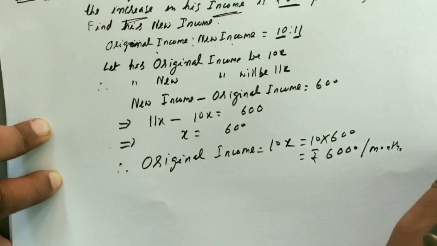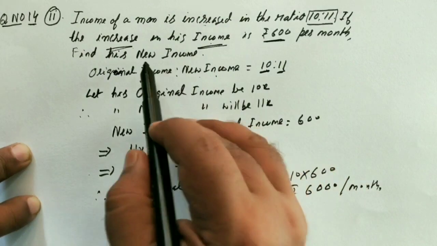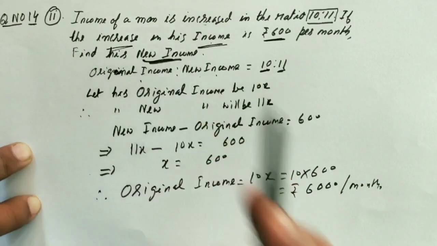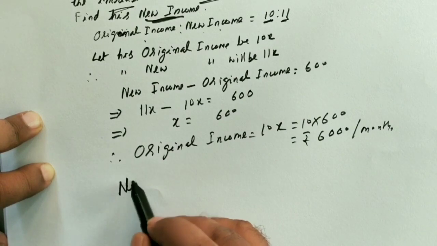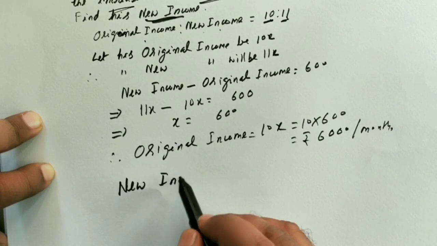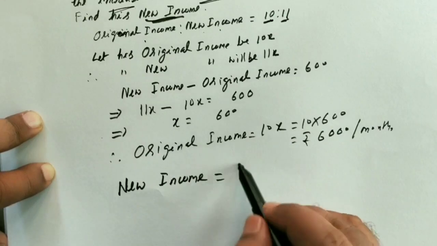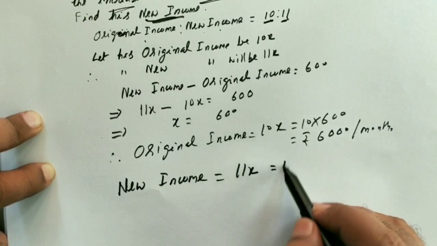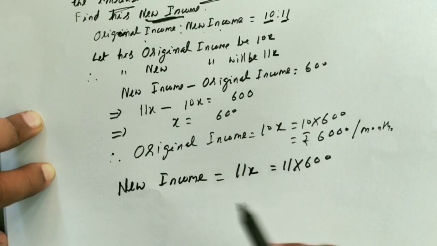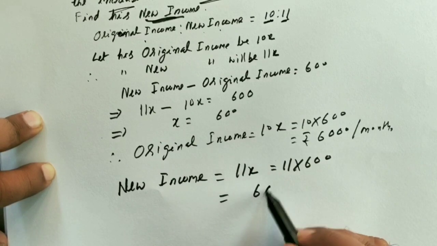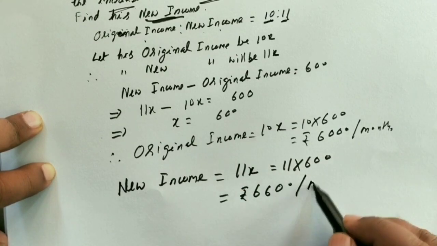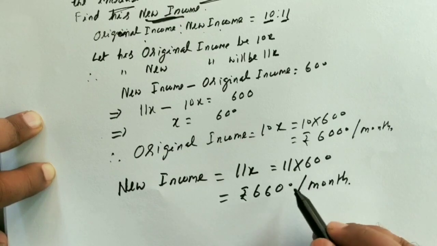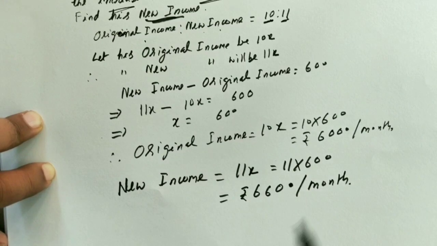But they have asked to find the new income. So don't get confused. New income will be 11x. 11 into 600, that is 6,600 per month. This is the answer.